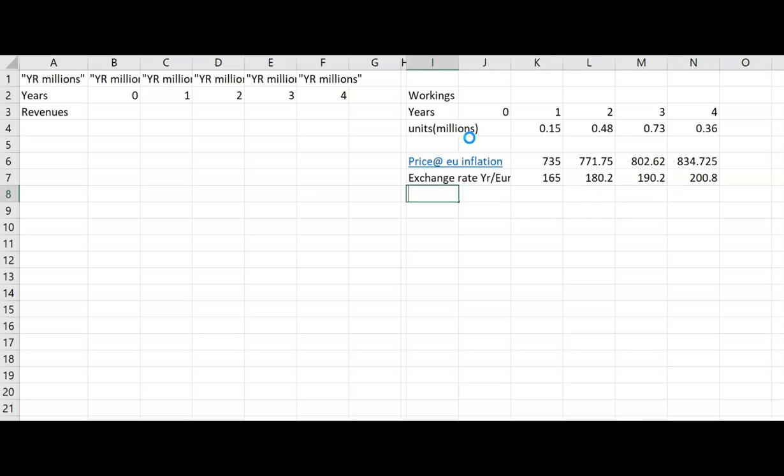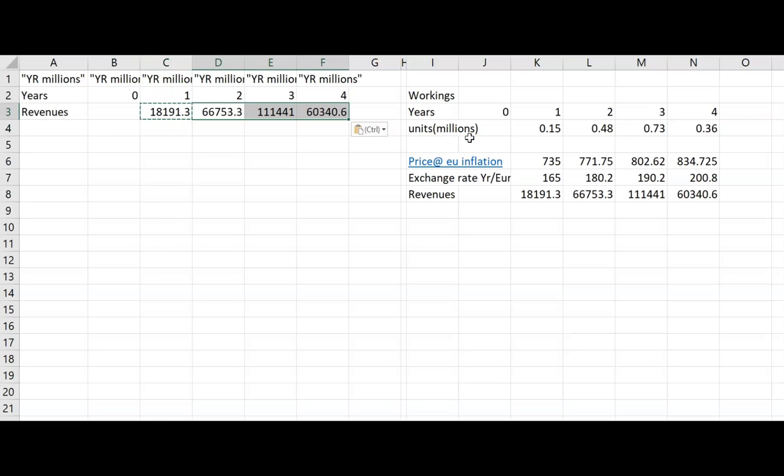Now calculate the revenue. That is units into price, so the answer will be in euros. Now multiply with the exchange rate. This is K8. Now copy all the cells here. So firstly, you will calculate revenues.